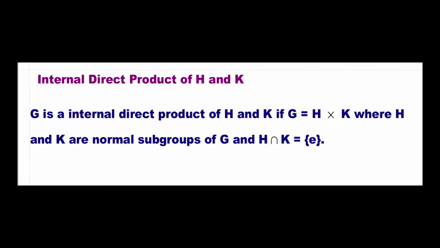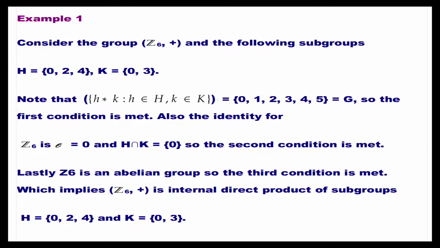Now, let us define the internal direct product of H and K. G is an internal direct product of H and K if G is equal to H cross K, where H and K are normal subgroups of G and H intersection K is equal to the set {e}, where e is the identity element. There is an example for the internal direct product of two groups.